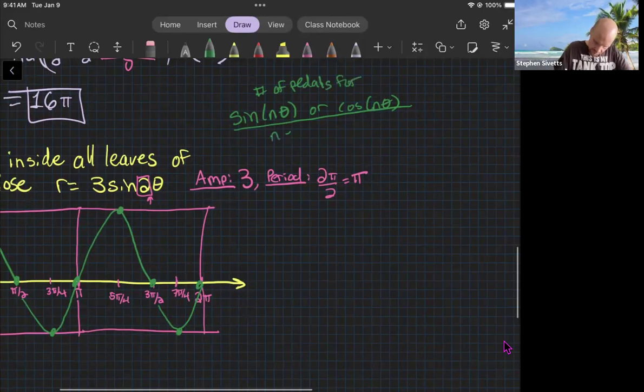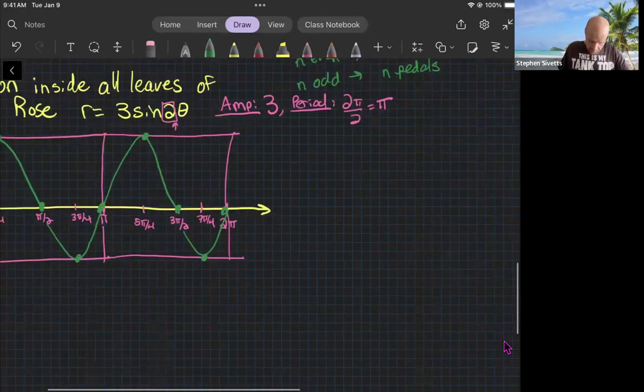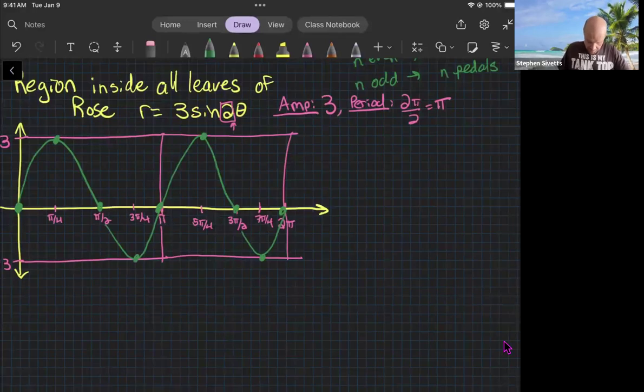Okay, so if n is even, the number of petals will be 2n. On the other hand, if n is odd, you'll have n petals. Good thing to know, right? So we're going to have 4 petals here.